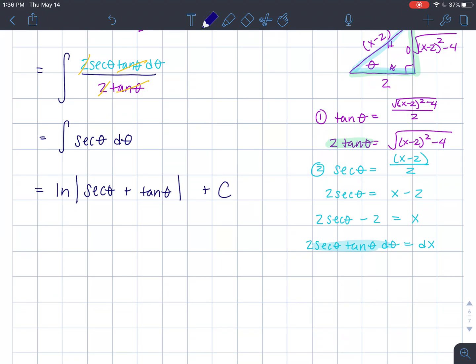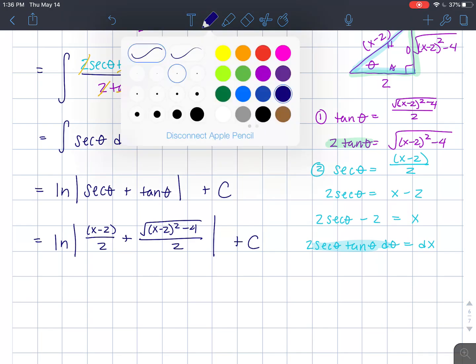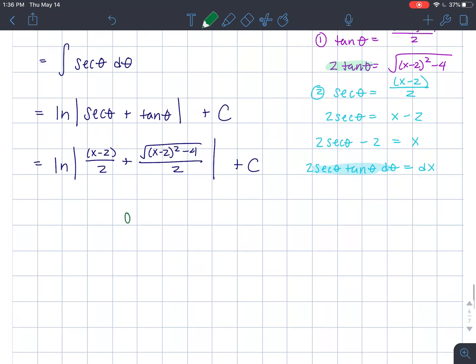Okay, so now we just have to replace. Well, we know from our original substitutions that secant of theta is the quantity of x minus 2 over 2, and the tangent of theta is the square root of quantity x minus 2 squared minus 4 all over 2, then plus c. Now that is a perfectly fine place to leave your answer, but we can make it actually look a little nicer using our log properties. So I'm just going to change colors so that way we can see that you can also rewrite it using this. We can combine those two fractions in there to be x minus 2 plus the square root thing.